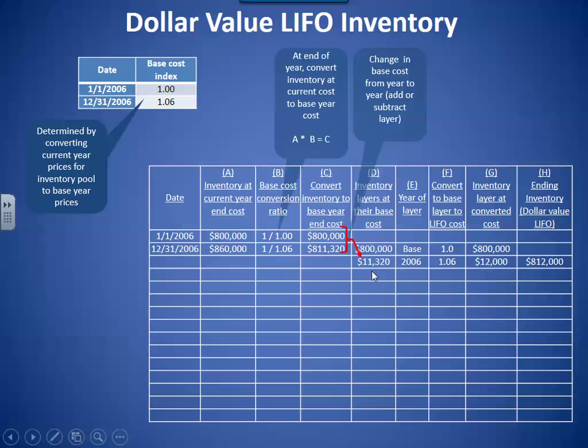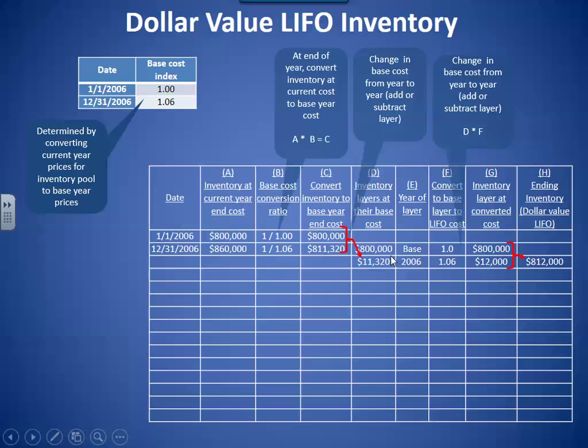So in this case, we know we've had some type of increase in our inventory layer. So what we do is we analyze that layer and we say, okay, $800,000 was from our base year. The remaining $11,320 was from our 2006 layer now that we've added. So the total amount comes out to $811,320. But since these are stated in base year costs, we need to convert them into current year costs to get to our proper dollar value LIFO.